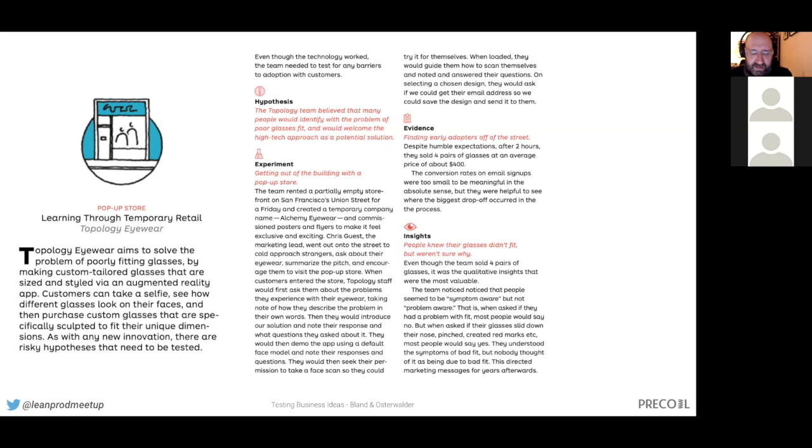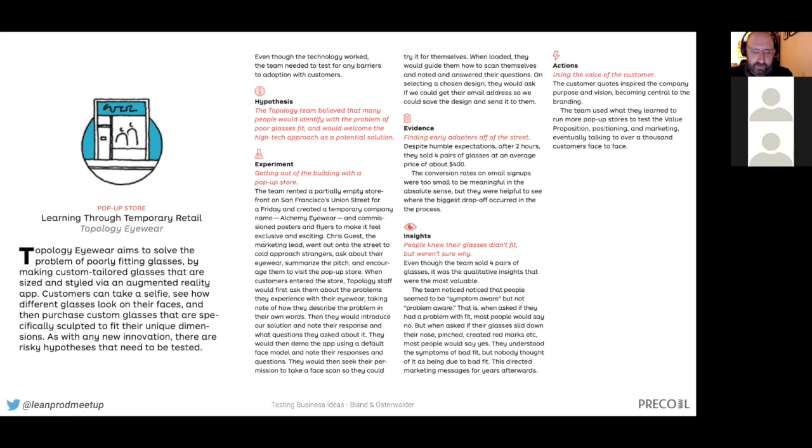And so they used these tests. They ran hundreds of these. Basically, what they ended up doing was all these pop-up stores. They took great notes during the interviews at the pop-up stores, and they used the quotes from the customers or potential customers in their landing page copy, in their marketing copy, in their brochures.